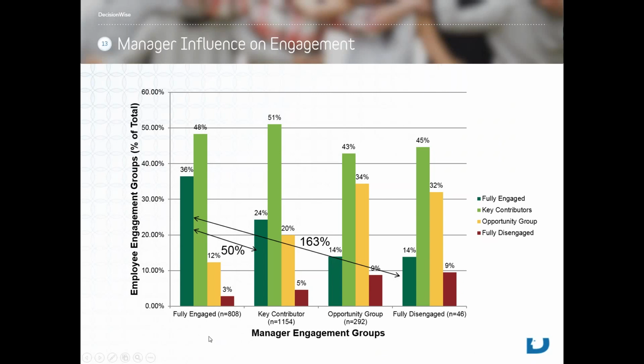This is a huge study that we did with close to 20,000 employees and 2,300 managers. We looked at 22 different companies and the engagement levels of their managers. Of all the managers, 808 were fully engaged, 1,154 were key contributors, and so on. Within the fully engaged managers, their direct reports said 36% were fully engaged, 48% in the key contributor group, and so on. You can see, looking at the green bars, that there are more fully engaged employees under more fully engaged managers, and as you go down the line, it gets less and less.